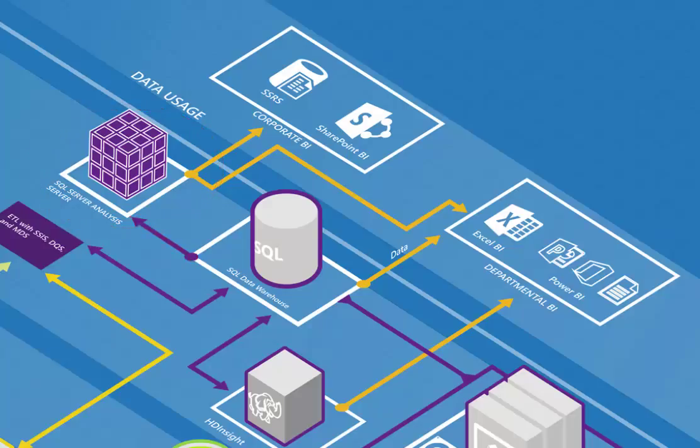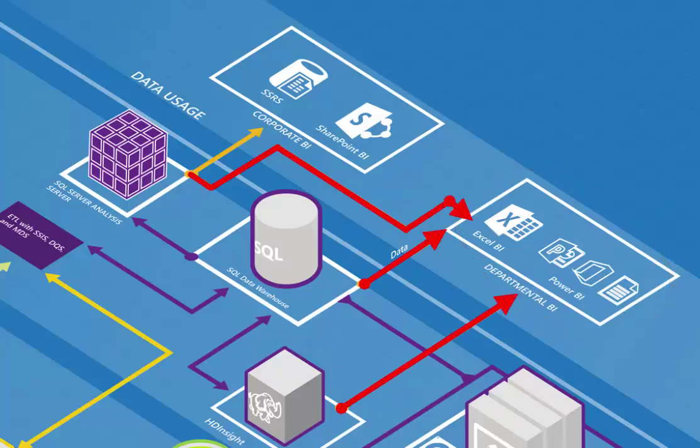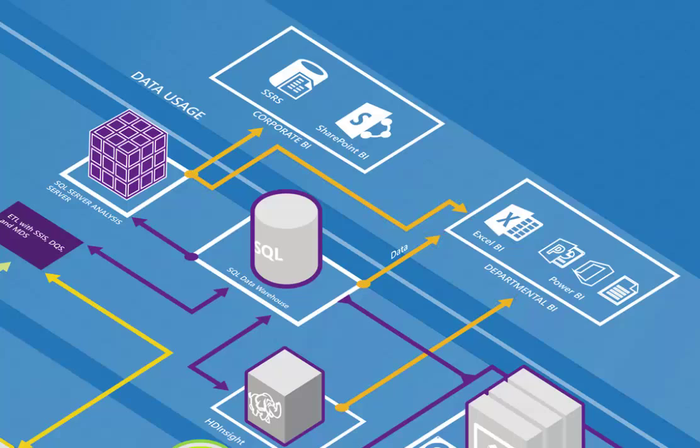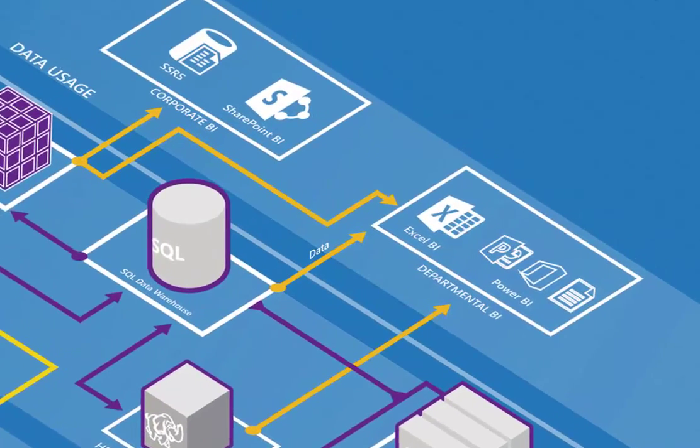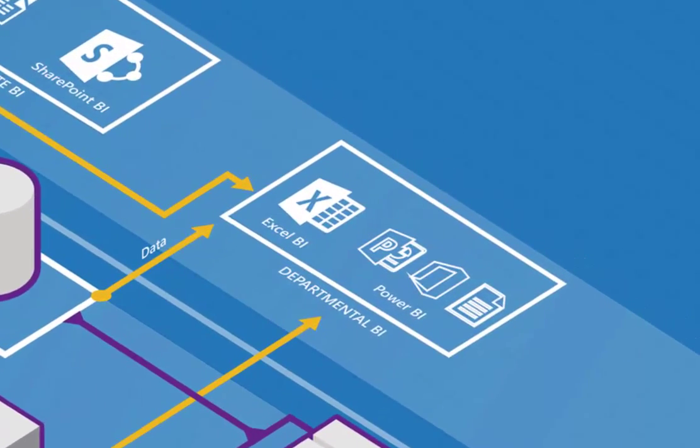This processed information is fed into reporting tools like SQL Server Reporting Services and SharePoint dashboards. Departmental business intelligence, such as Excel BI and Power BI, can consume data from all the data sources. This allows users to use their familiar Excel tool to use and build on that data.